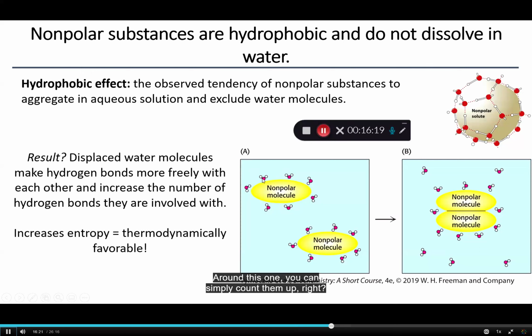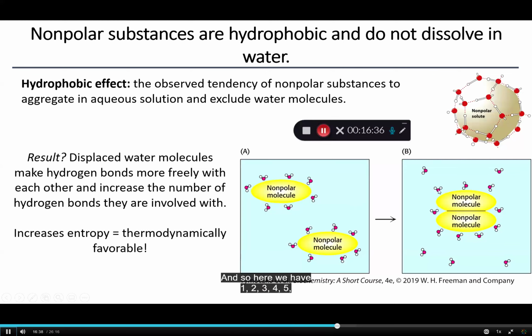You can simply count them up, right? So there's 1, 2, 3, 4, 5. What is that? 7 molecules around this one, 7 molecules around this one. So that's 14 total water molecules that are now not able to participate in hydrogen bonds with its other neighboring water molecules.